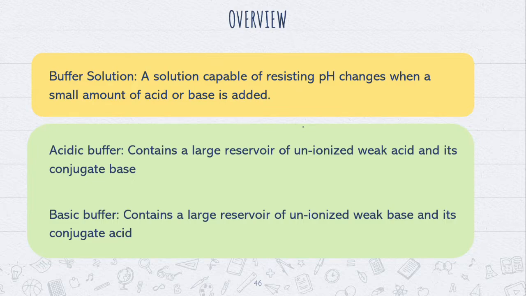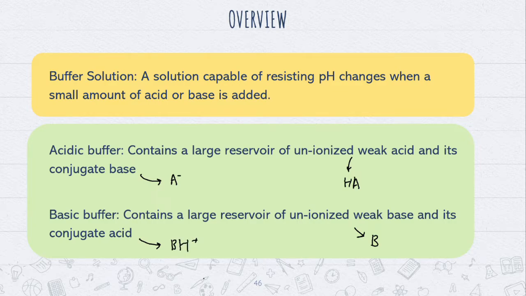Essentially, there are two kinds of buffer solution. One is an acidic buffer, where it contains a large reservoir of unionized weak acid, so we call it HA, and similar concentration of its conjugate base, which is A-. So as long as you have around the same concentration of HA and A- in your solution, we can call it an acidic buffer. Likewise, a basic buffer contains a large reservoir of unionized weak base, which is B, and its conjugate acid, which is BH+.